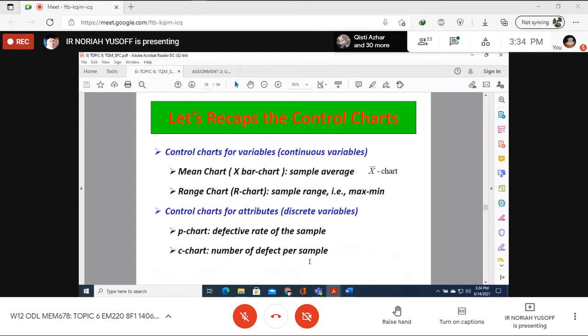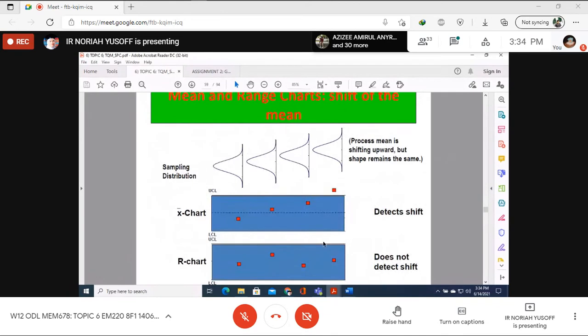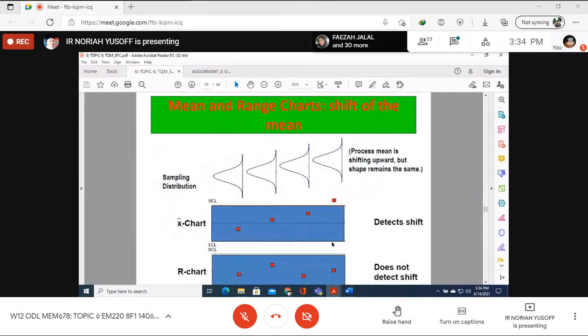So let's recap the control charts. So control charts for variable, untuk continuous punya expression, you need to use the mean chart dengan range chart ataupun X bar chart. Untuk attributes, you can either use a P chart atau C chart. But P chart is more suitable for the sample with bigger sample size. Okay. C untuk calculate the number of defect per sample ataupun you have a very limited sample number.